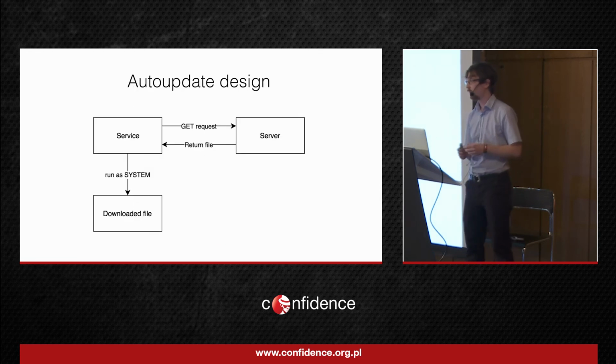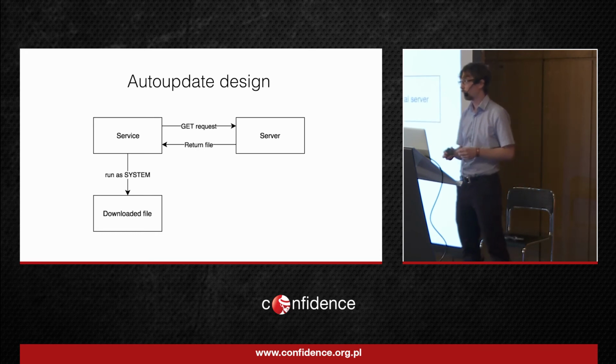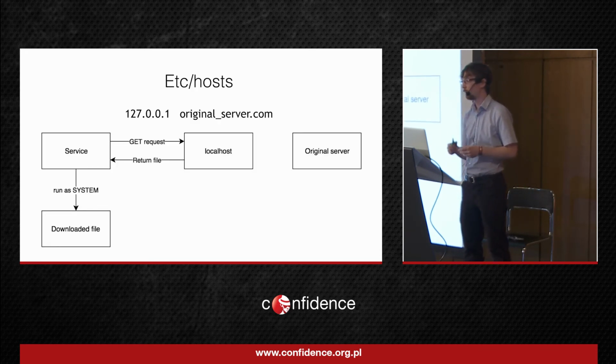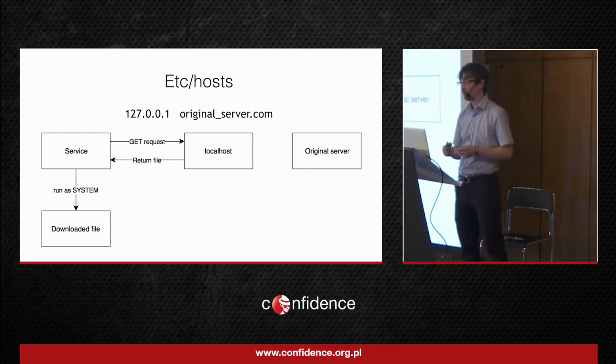We have this service which is running as SYSTEM. This service is sending some requests to an external web server, and the web server checks if we have the newest version of the software. If we don't have the newest version, it returns a new binary. The service downloads this binary and executes it as SYSTEM. So the exploitation is simple. We need to do some local man in the middle, and we can do this using, for example, the hosts file, specifying that the original server has a local IP address.